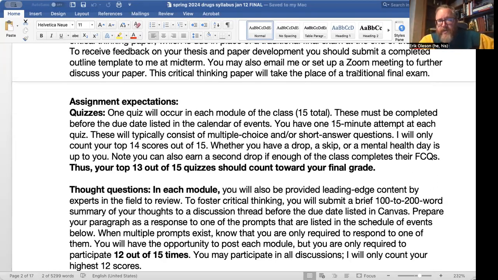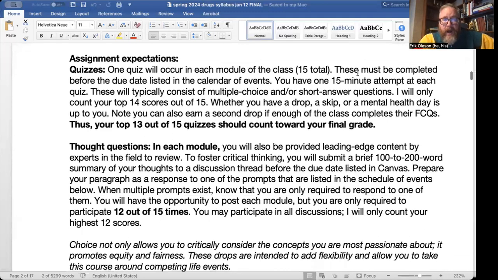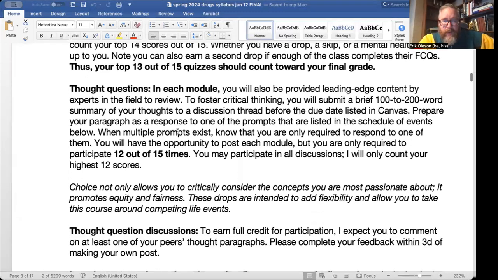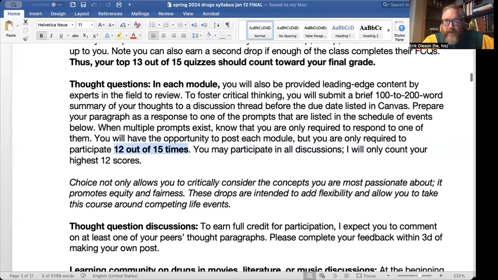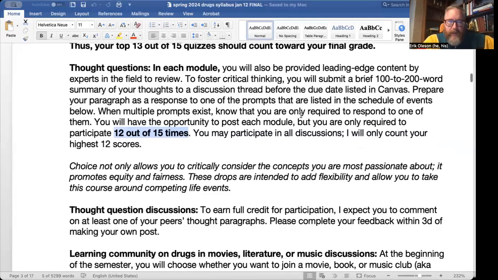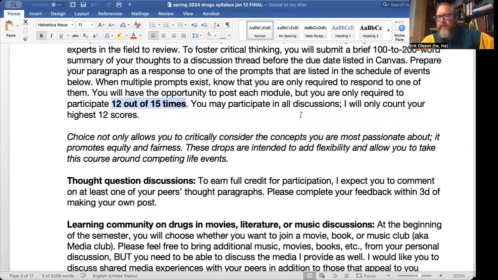So by the end of most weeks, you will have to have completed a quiz and submitted a critical thinking paragraph. Right, that you can see right here. Yeah, now this is correct. Forget the seven part. But yes, 12 of the critical thinking paragraphs must be submitted. So again, you get 3 drops, and these need to be 100 to 200 words in total. It doesn't need to be an incredible book or anything like this. 100 words is a paragraph, a short paragraph.